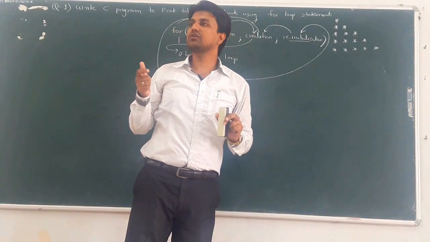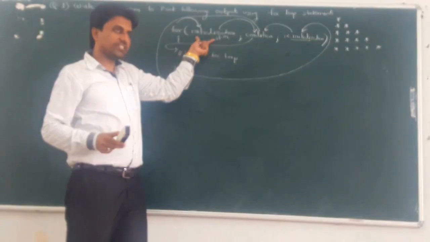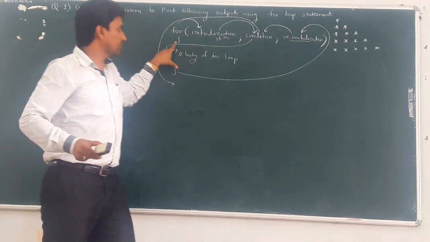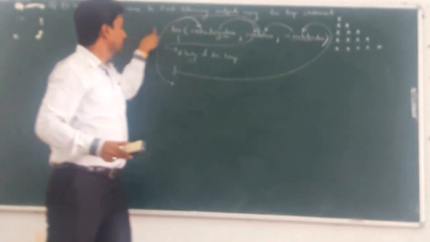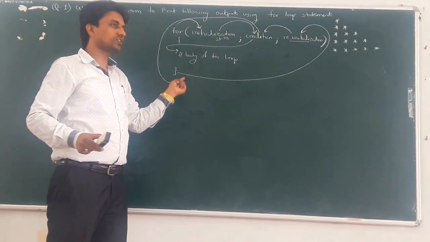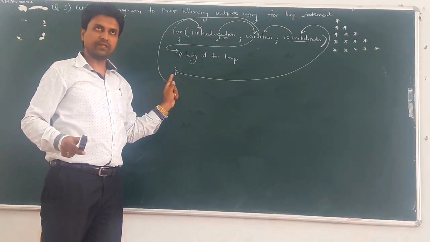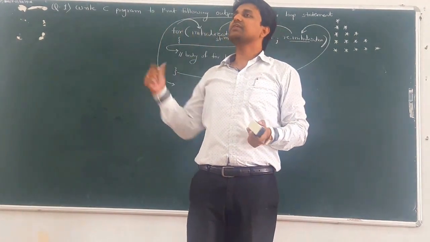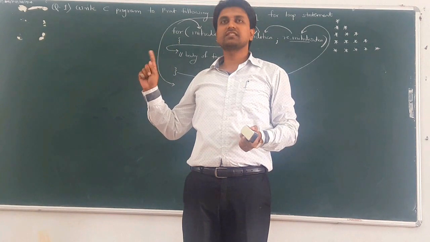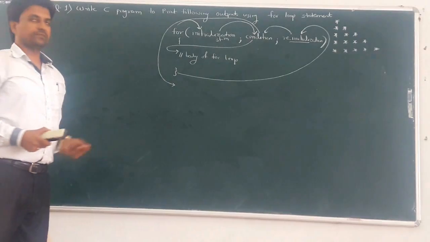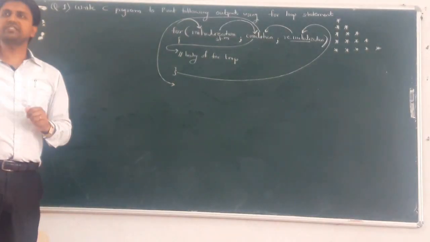Means in the for loop there is not only a conditional part, but there is an initialization statement as well as a reinitialization statement. Clear? Understood? And then the body of the for loop. If the condition is false, then only the cursor goes out of this for loop. If the condition is false the first time, then the body is not executed. Clear? But there is one loop called the do while loop. If the condition is false the first time, the body still gets executed once. In which type of loop? Do while loop. Clear?